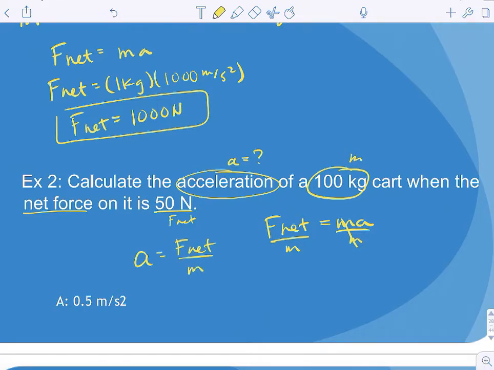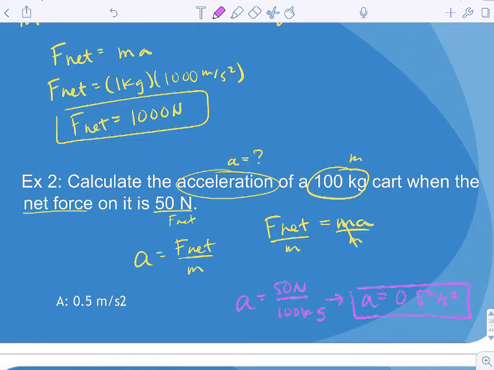Acceleration is F net divided by mass. So I'm just going to plug in the numbers I know. Net force is 50. Mass is 100 kilograms. It looks like that makes my acceleration 0.5 meters per second squared.